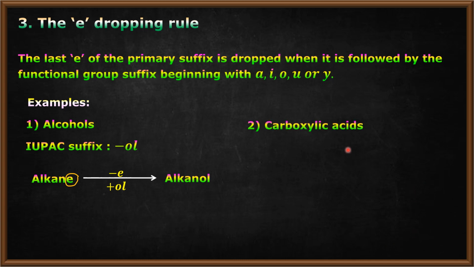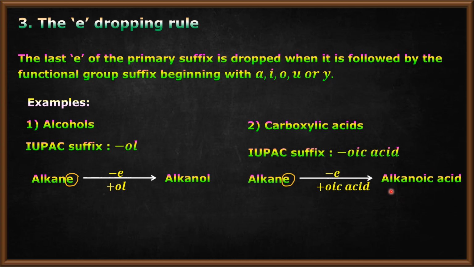Another example, carboxylic acids, the IUPAC suffix is oic acid. See here, alkane. Here also E is dropped because this E is followed by the suffix beginning with O here. For that reason, minus E plus oic acid. From alkanes, we have to drop E and add oic acid to get alkanoic acid. Here, alkanol.